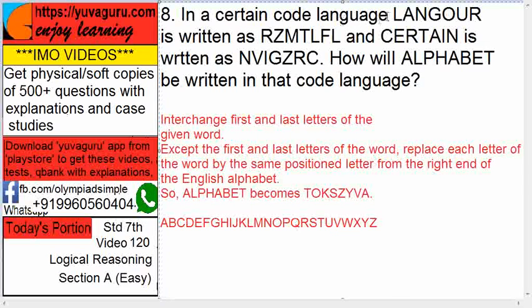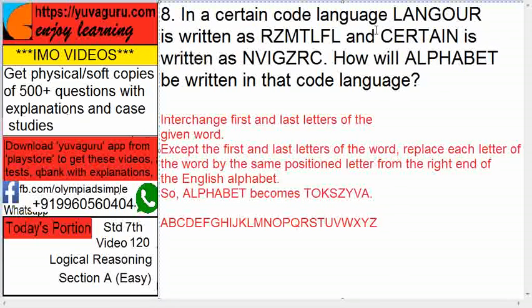In a certain code language, Langor is written as RZMTLFL. Certain is written as NVIGZRC. How will the word ALPHABET be written in the code language? Important part, first interchange the first and the last letters of the given word. L is replaced over here, R over here. Now in between, except the first and the last letters of the word, replace each letter of the word by the same position letter from the right end of the English alphabet.